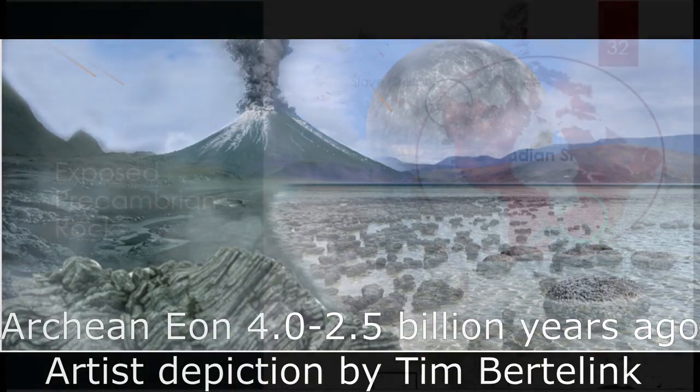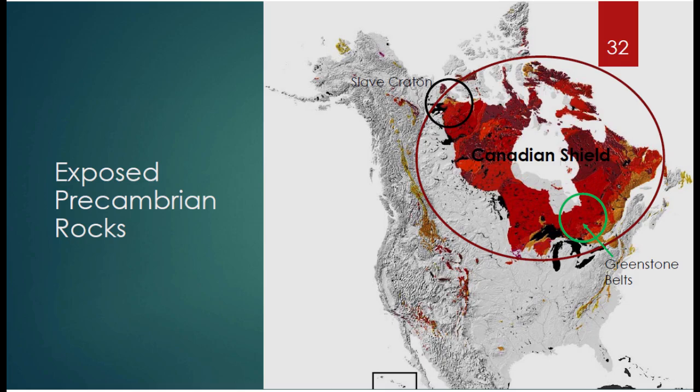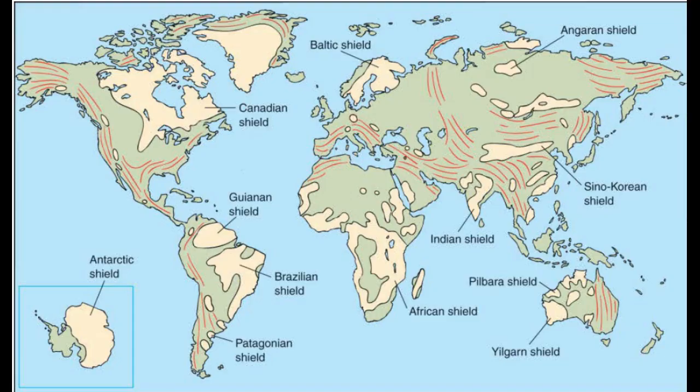To find rocks as old as the Archean, you can visit the Canadian Shield, which spans across the northern latitudes of North America and totals 7.75 million square kilometers of rock. Also, anywhere yellow on the map shows other places where Archean rocks are peeking out onto the surface.